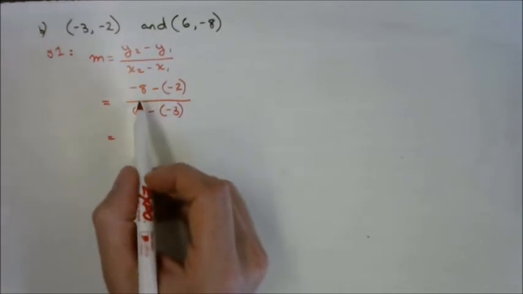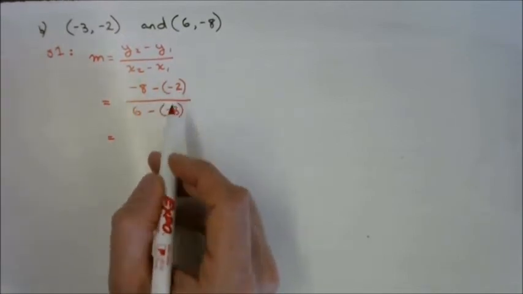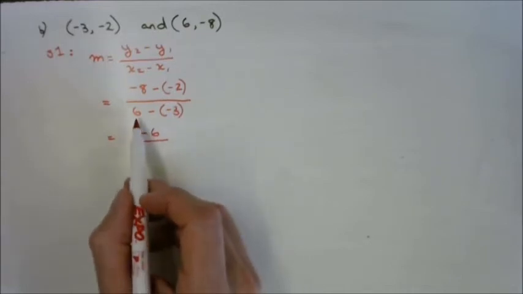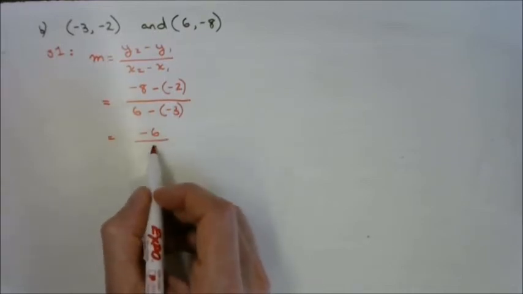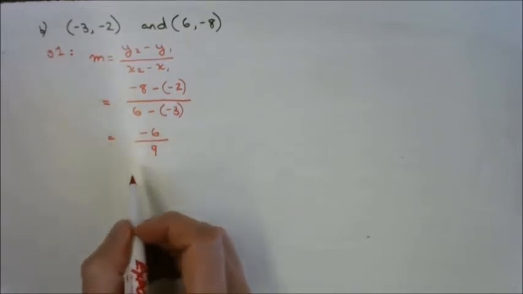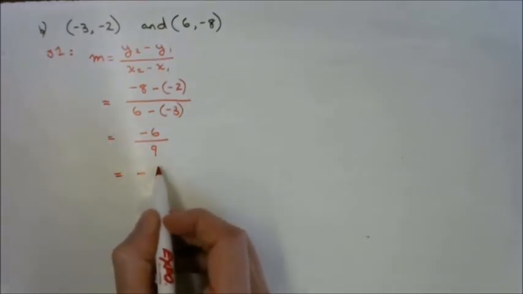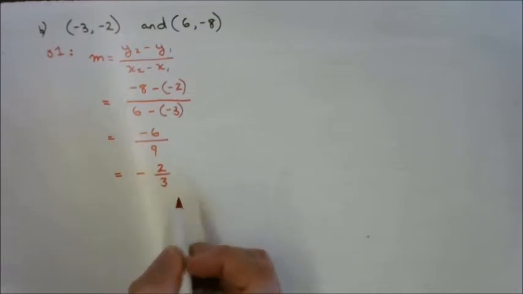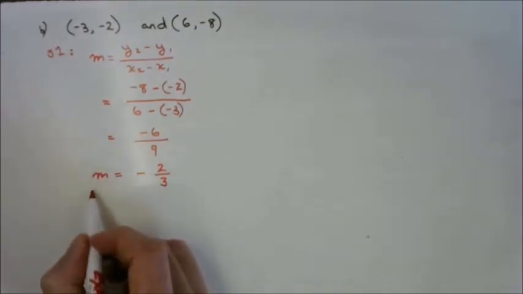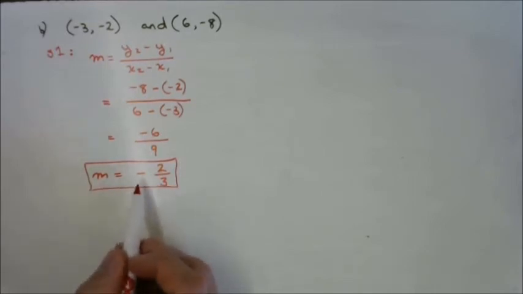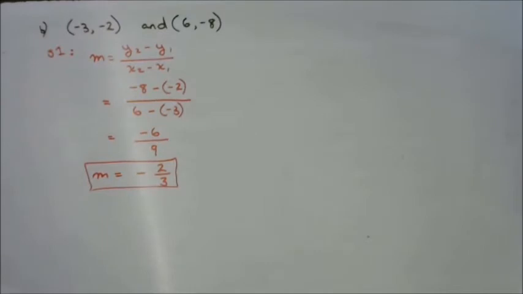So now as I'm reducing this, I have -8 plus 2, which is -6 in my numerator. And I have 6 plus 3, which is 9 in my denominator. Now I need to reduce that. It becomes -2 over 3. So my slope, again, you always like to finish off by writing it in this simplified form with the m equals in front of it. And now you know that part is done, ready to be used for something else.